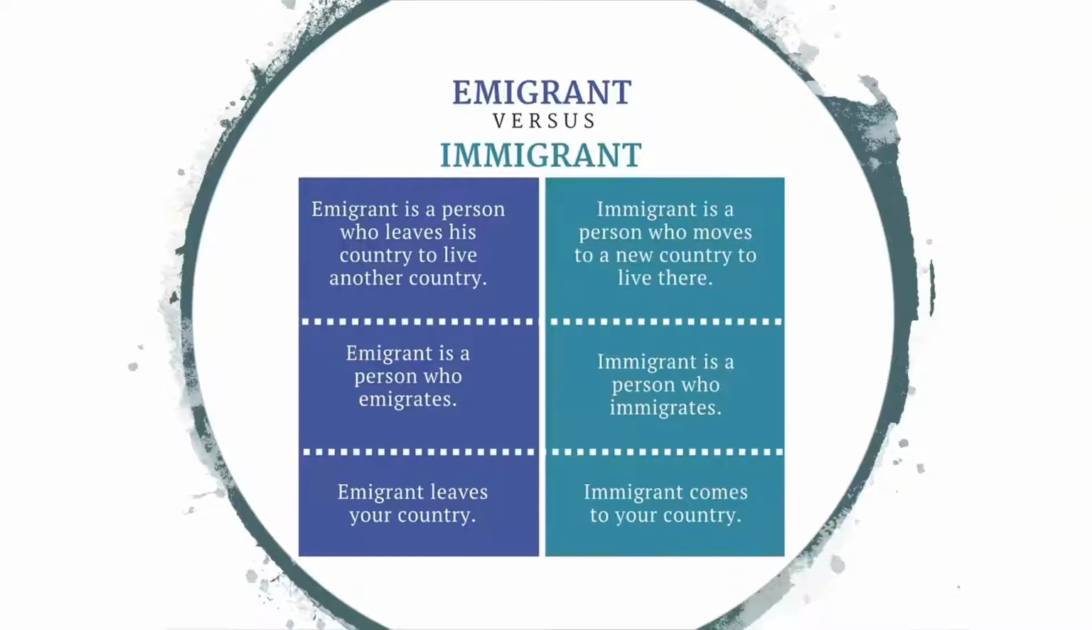Before we look into the poem in any detail, I just want to check that we're all clear about the meaning of the word emigrant versus immigrant, because obviously the title of the poem, The Emigree, is relying on you understanding what an emigree actually is. So an emigrant is a person who leaves his or her country to live in another country. An immigrant, on the other hand, is a person who moves to a new country to live there. So you can see these work as opposites in a way. An emigrant is the person who emigrates, the immigrant is a person who immigrates. An emigrant leaves your country, whereas an immigrant comes to your country.